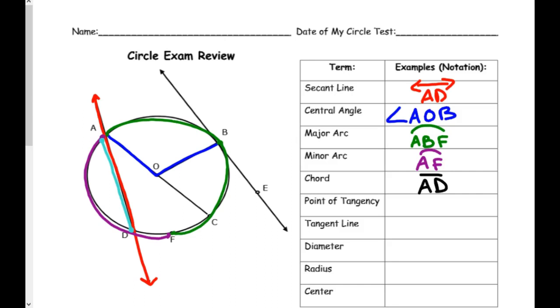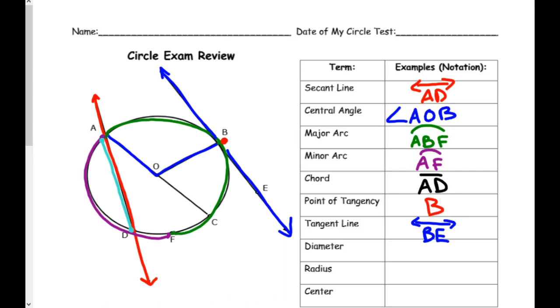I got a tangent line over here, and at letter B, that would be a point of tangency where it touches the circle once. So I'm just going to put the letter B is a point of tangency. That means the tangent line is going through that point of tangency. That would be line BE.